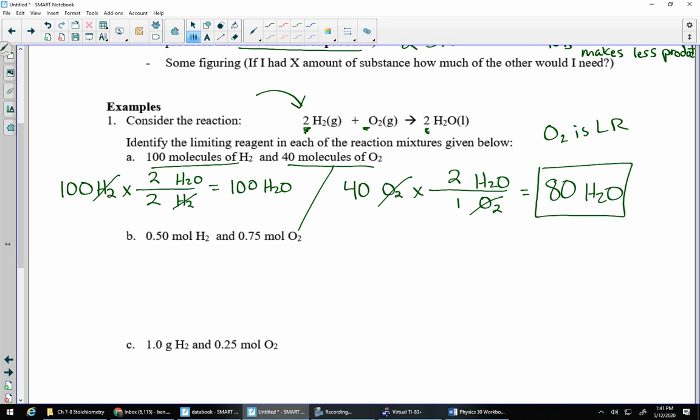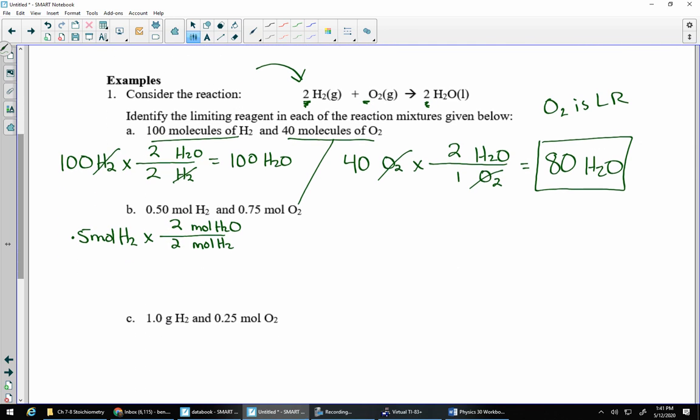Okay, let's switch this up and look at part B. This one's all about moles now. Same sort of idea. I've got 0.5 moles of H2. I'm going to multiply this by, in this case, a true mole ratio. I'm going to get rid of moles of H2 and figure out how much product I make, so moles of H2O. That was still a 2 to 2 ratio, back up in my original equation. So moles of H2 cancels with moles of H2, and I'm left with 0.5 moles of water.